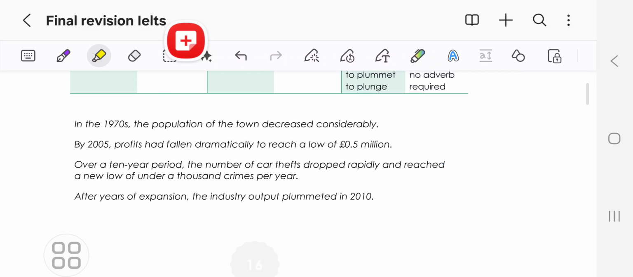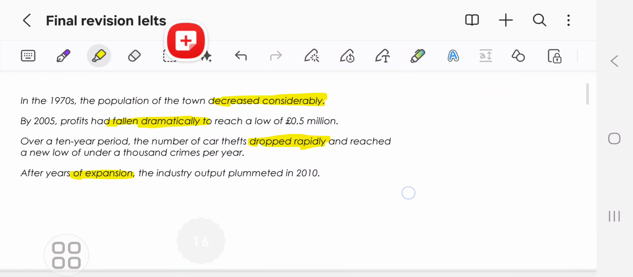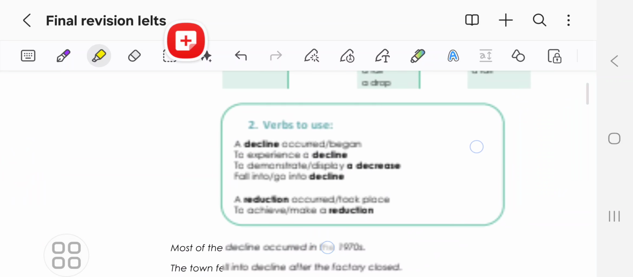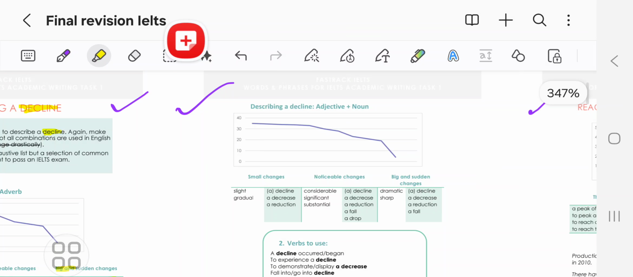Let's talk about examples again. In the 1970s, the population of the town decreased considerably. The profit has fallen dramatically. Over the 10-year period, the number of car thefts dropped rapidly, to a new low under 1,000 crimes. After years of expansion, the industrial output plummeted in 2010. Okay, so that's the thing.